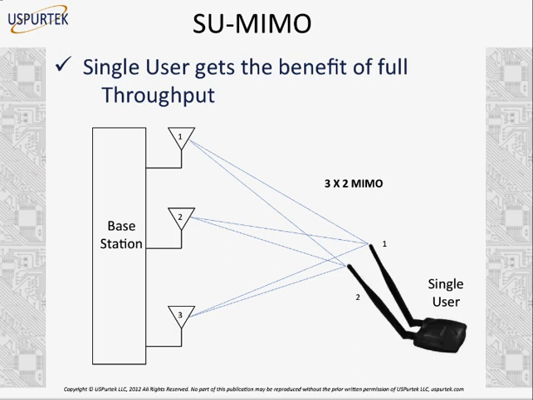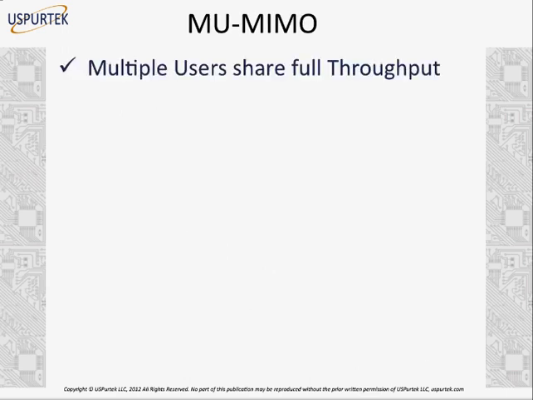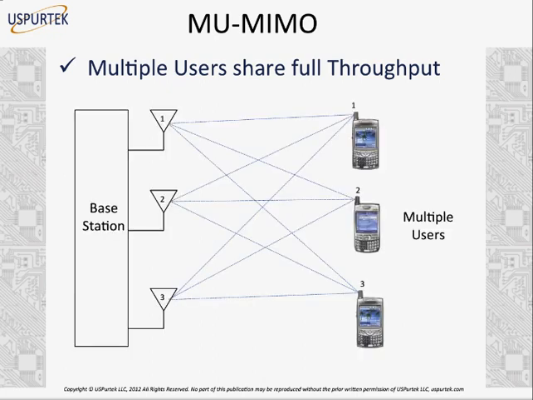Now this is another picture that shows a real life single user device, which has 2 antennas and it gets the benefit of full throughput here. Well, then in multi-user MIMO, which is the more obvious implementation of MIMO in the commercial world, multiple users share full throughput.